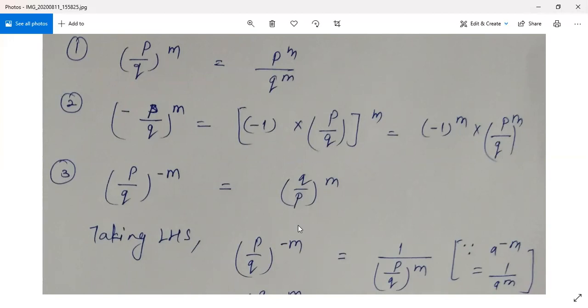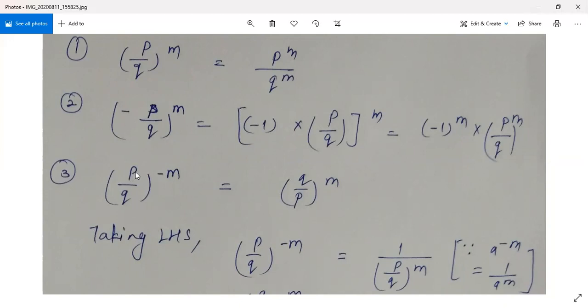Okay, so in the last part of the second formula, p by q whole to the power m, instead of that, at the time when you will be solving the question, you can use the formula p to the power m upon q to the power m. Okay, so now about the third formula, we will be seeing like this.